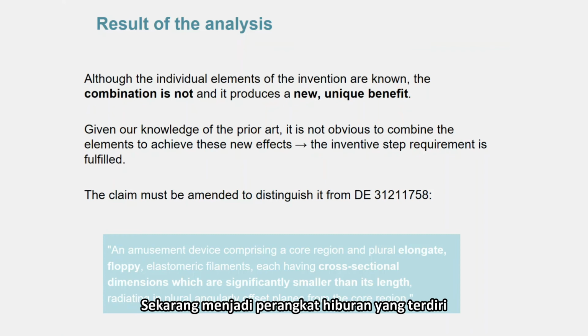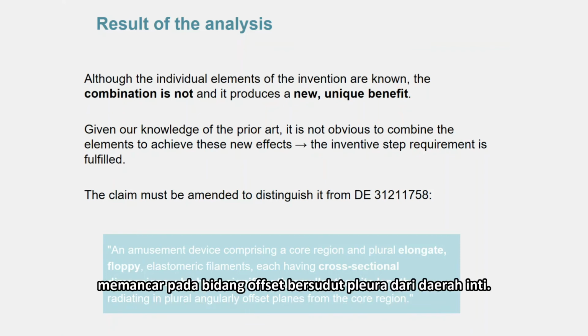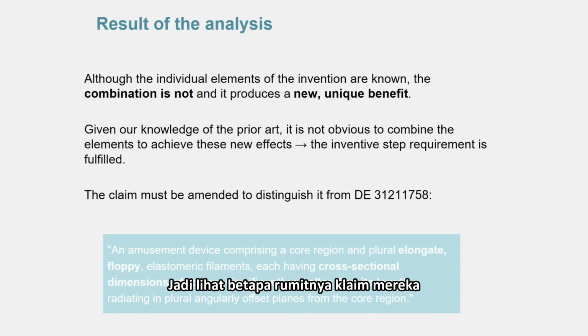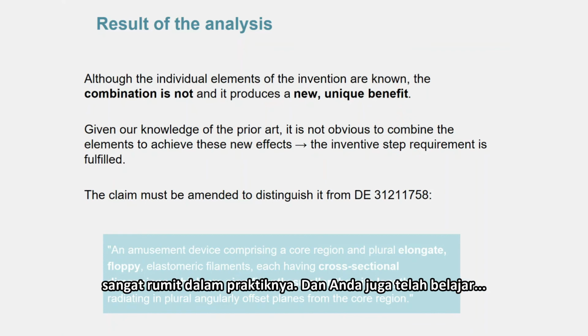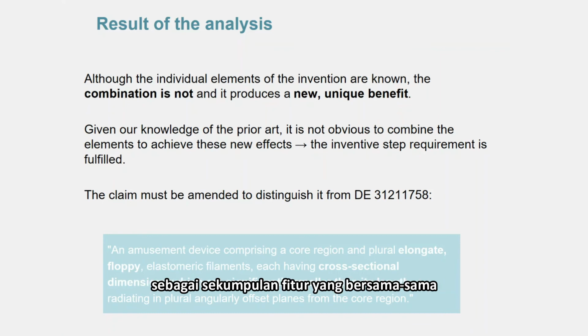It is now an amusement device comprising a core region and a plural elongate floppy, now we have the floppy in it, elastomeric filaments, each having a cross-sectional dimension which is significantly smaller than its length, radiating in plural angularly offset planes from the core region. So look how complicated the claim for this simple invention has become now. Now you know why patent claims are often very complicated in practice, and you have also learned how to understand them much better. It is often helpful to consider the claims as a bundle of features that together represent the invention as it is protected.